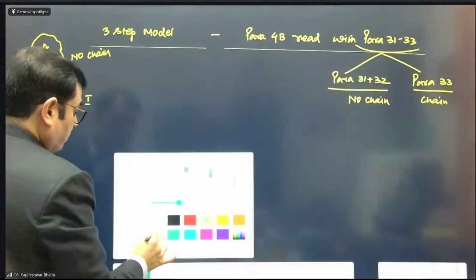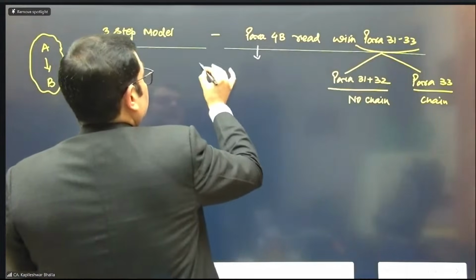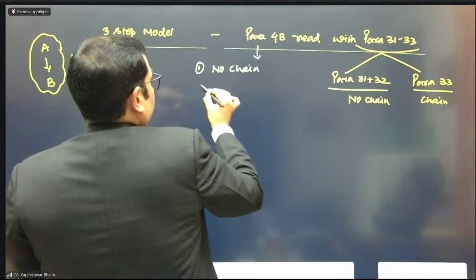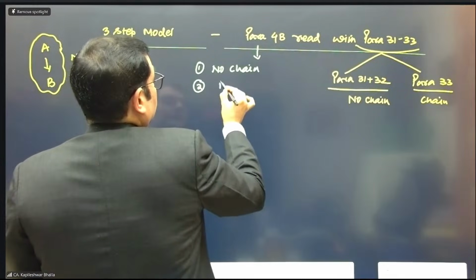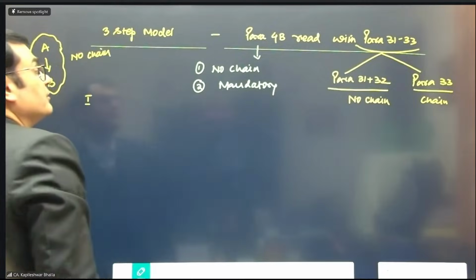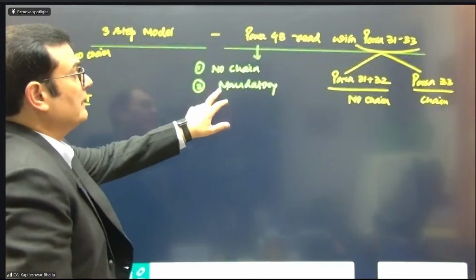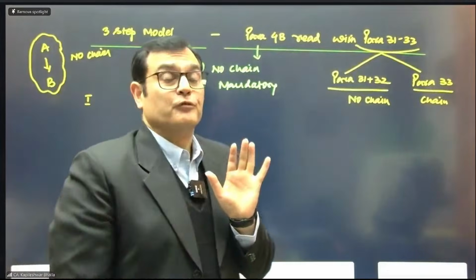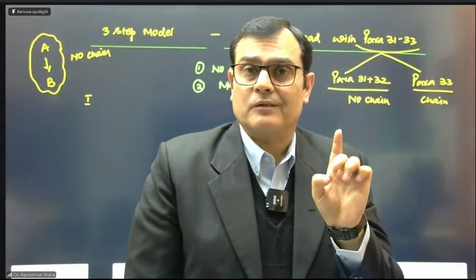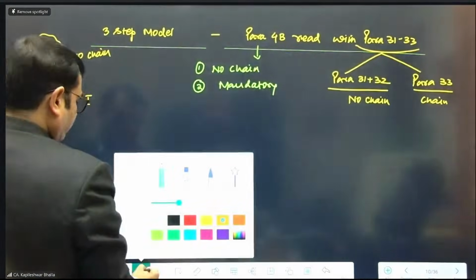Another important input you need to keep in mind is that para 4B applies when there is no chain. And the second is para number 4B is mandatory in nature. That's the distinction from 4A. With 4B we are looking at no chain, and it is mandatory. If you meet the 3-step model, the permutation combination, you cannot consolidate. So let's consider step number 1.